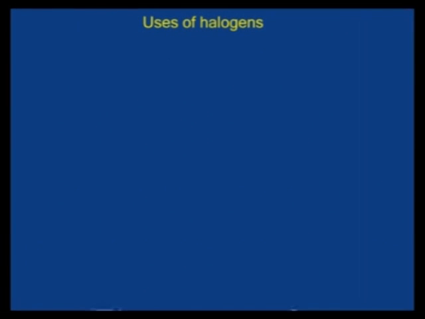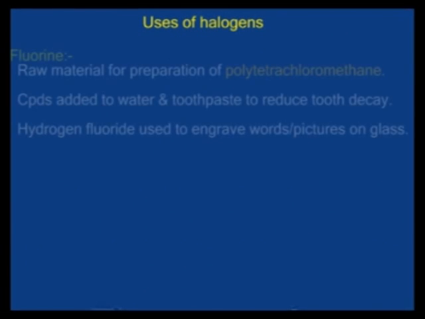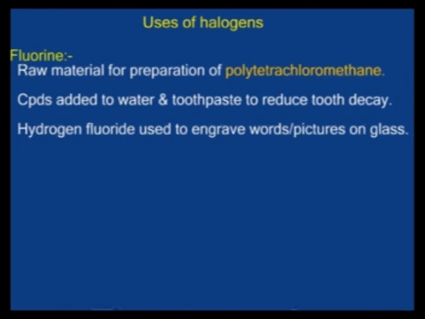Now, what are the uses of halogens? Now, fluorine is a raw material in the preparation of polytetrafluoroethane. Fluorine compounds are also added to water and toothpaste to reduce tooth decay. Fluorine is also used in the manufacture of hydrogen fluoride, which is used to engrave words or pictures on glass.